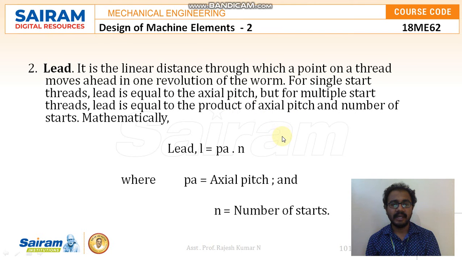Moving to the second important term, that is lead. It is the linear distance through which a point on a thread moves ahead in one revolution of the worm. For a single start thread, lead is equal to the axial pitch. But for a multi-start thread, lead is equal to the product of axial pitch and number of starts. So mathematically, lead is equal to PA into N, where PA is the axial pitch and N is the number of starts.